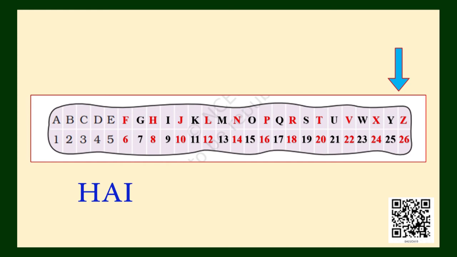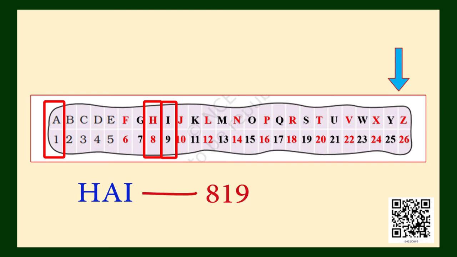Suppose I want to write hi, H-A-I. In place of H, I can give the number 8, right? And in place of A, we are giving the number 1. And in place of I, we'll give 9. So, what will be H-A-I in the form of numbers? It will be 8, 1, 9. So, if you say 819 to someone, it is nothing but hi.